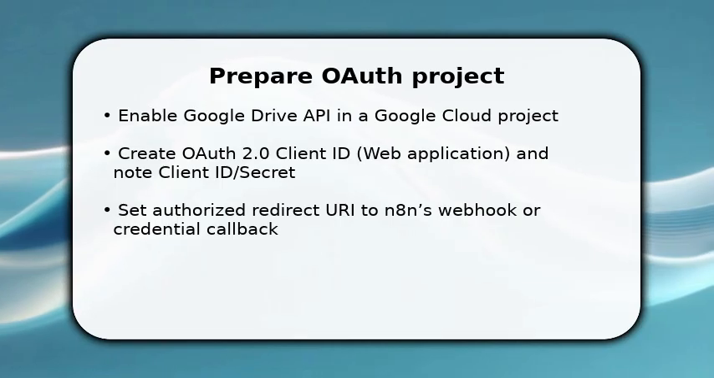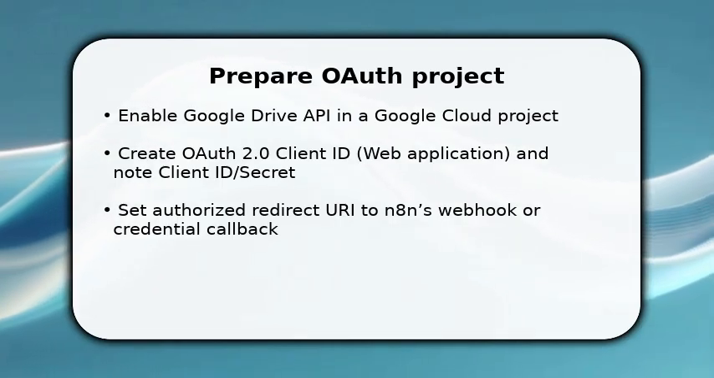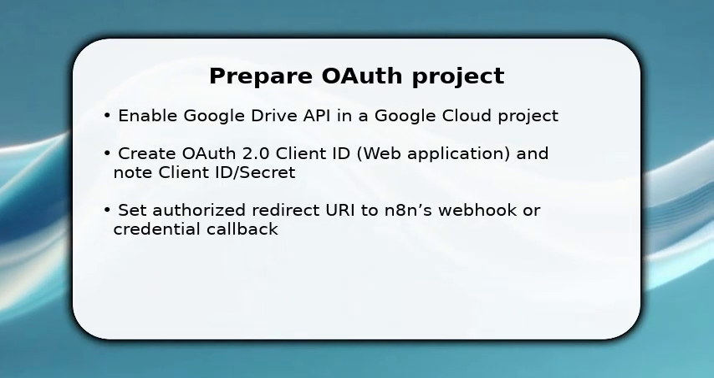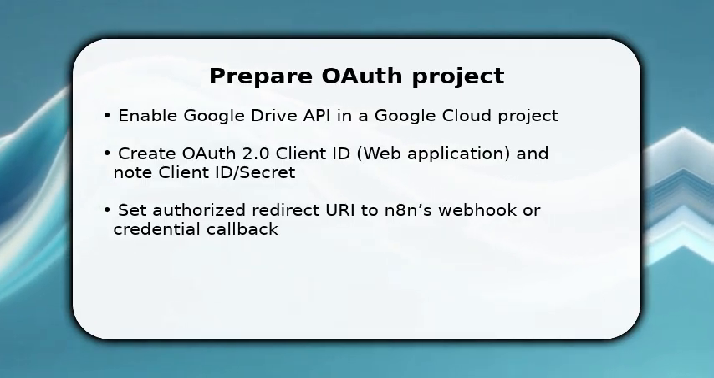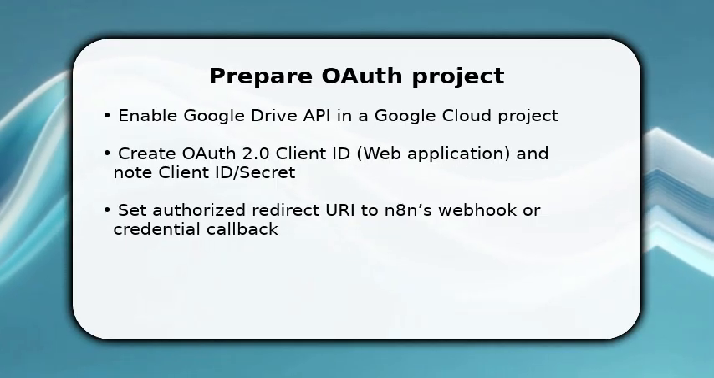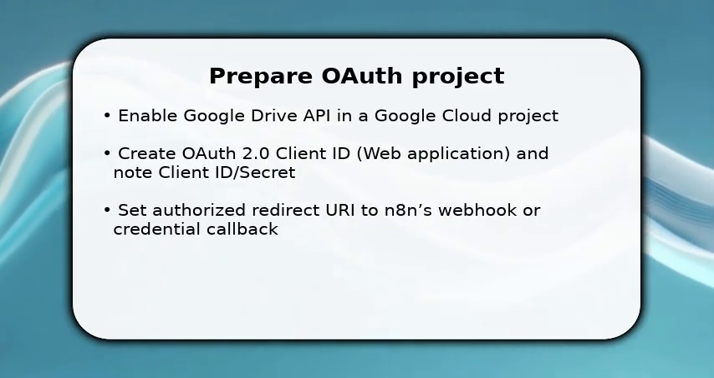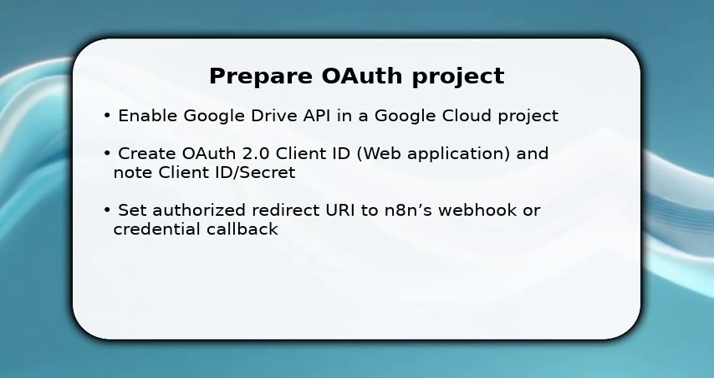Enjoy the video. You start by creating a Google Cloud project and enabling the Drive API so n8n can access files. Next, create an OAuth 2.0 client ID of type web application, and copy the client ID and client secret. You will need them in n8n.